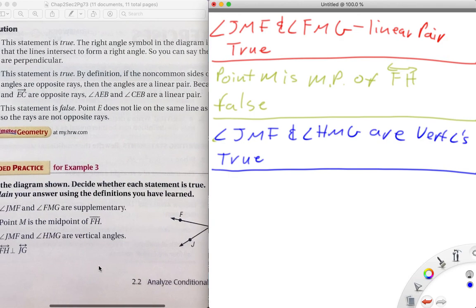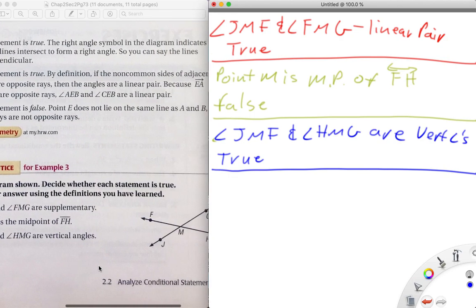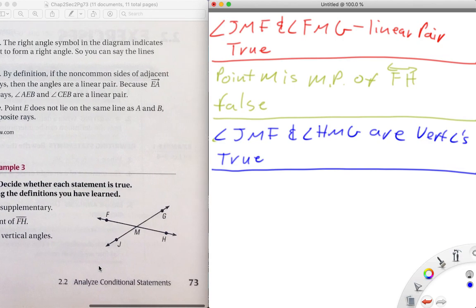And then the last one, FH is perpendicular to JG. That's false. We don't have any indication that they are. There's no box or anything. Plus, you can even look at it and tell that's not the case.